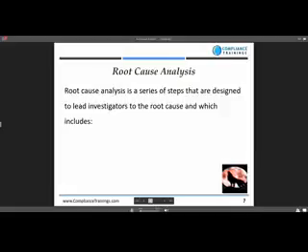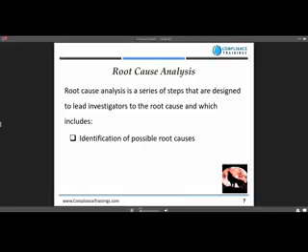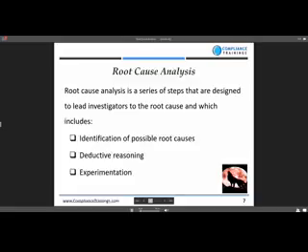So, what is it again? A series of steps that are designed to lead investigators to the root cause. And these steps include identification of possible root causes. So, you're going to start out knowing that there are multiple possible root causes to a negative event. Deductive reasoning to determine which of these is the most likely culprit. And experimentation, which is also used to prove or disprove hypotheses about which may be the actual primary root cause of an adverse event.